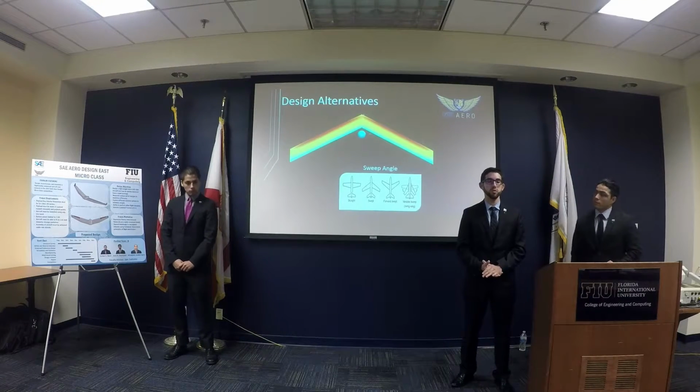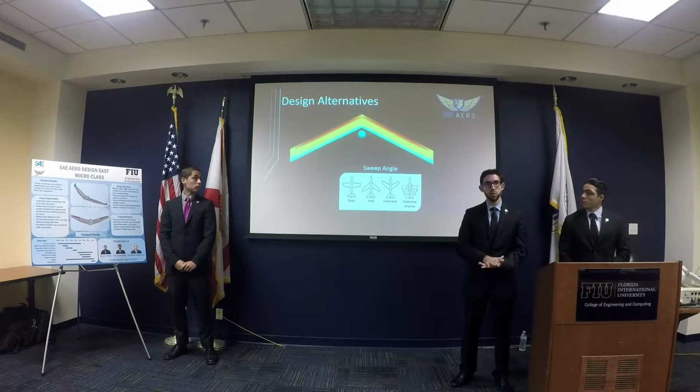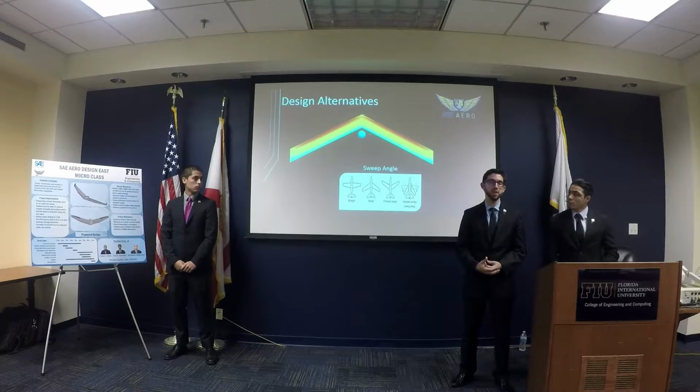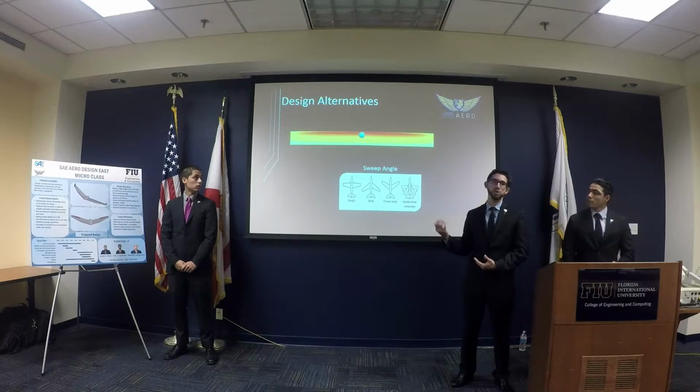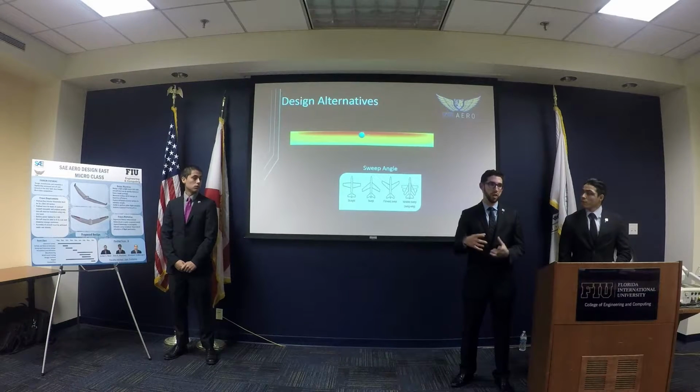Another characteristic that we're going to be using is sweep. Normally, you want to use sweep when you have very high speed flight. However, for our application, we want to use sweep angles because they will make the flying wing more stable. This is because it pushes the center of pressure aft, and therefore we can put the fuselage and the payload a little bit further back, and we can play around with the fuselage size.